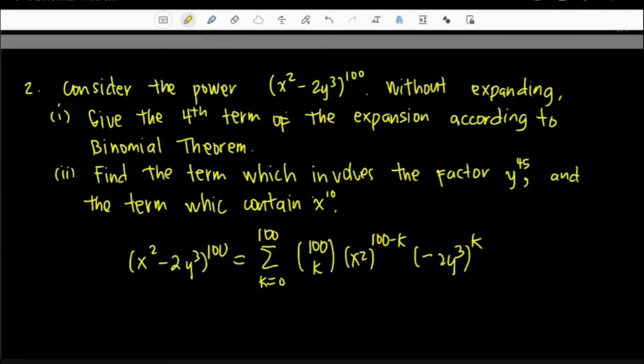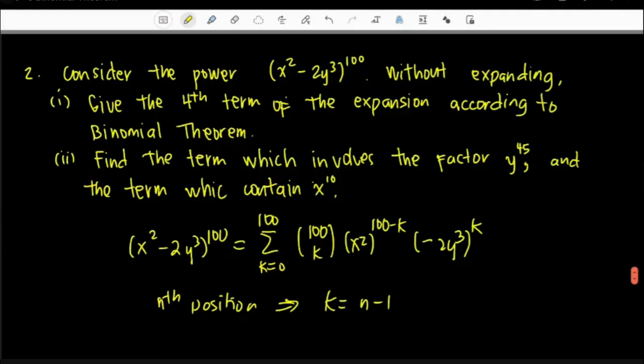So how do we determine the nth position in our expansion? The nth position corresponds to k equals n minus 1. If we want the nth position, that corresponds to k equals n minus 1, because k starts with 0. So the first position is k equals 0.